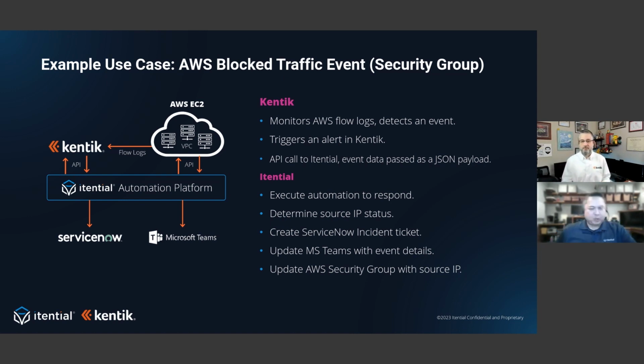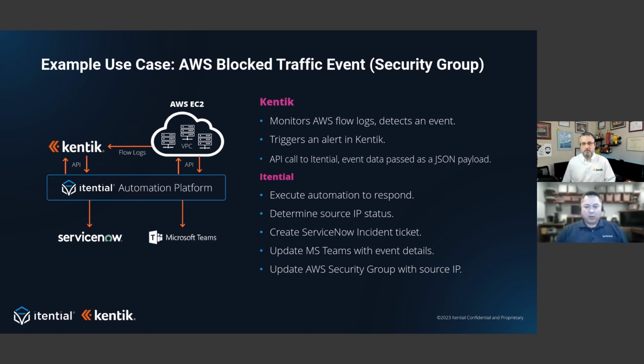That's right. And so on the Itential side, it'll launch a workflow that's been built by a networking team to be able to not only respond to the event, but determine the source IP from all that data that was passed from Kentik. And all that data is important, but in some cases, we would need to extract that data in order to make a network change.